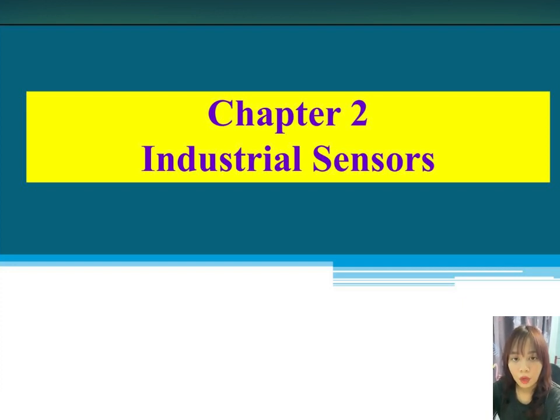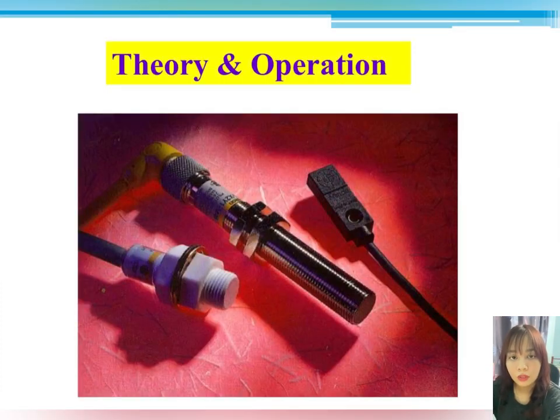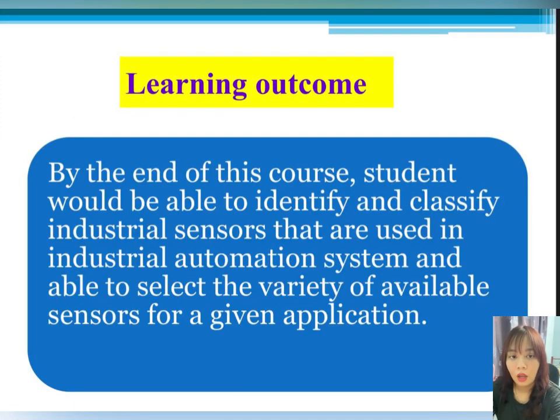And we are from Group 1, where we'll be presenting Chapter 2, which is the Industrial Sensor. So we'll go through the introduction and the inductive proximity sensor. Before we begin with its theory and operation, we shall go through the learning outcome.